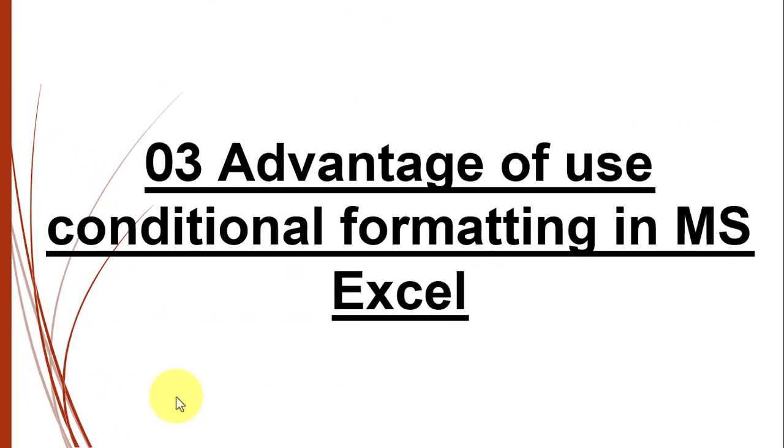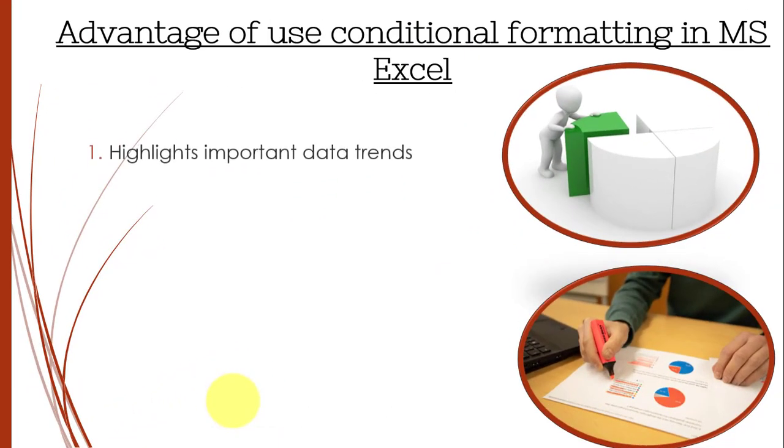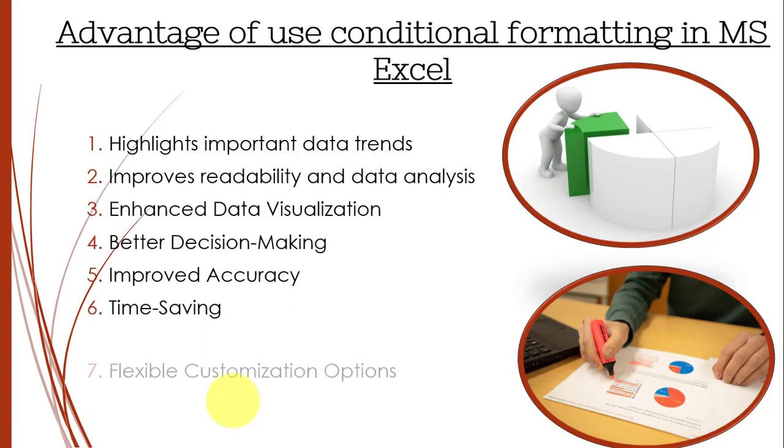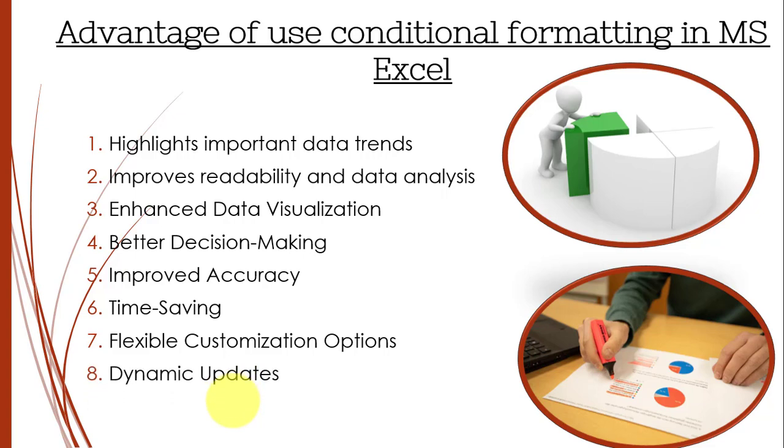Next we are going to look at the advantages of using conditional formatting in Microsoft Excel. The first one is highlighting important data trends. It means that if you want to highlight important data, you can use conditional formatting, right? And the second one is improved readability and data analysis. You know well that conditional formatting means you can change the font color, font size, background color. So it will increase your readability and help you analyze your data, right? That is the second advantage.